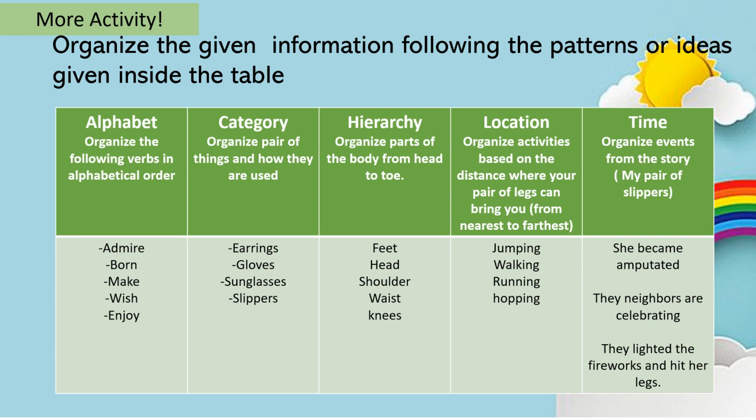Hierarchy. Organize parts of the body from head to toe: feet, head, shoulder, waist, and knees. Location. Organize activities based on the distance your pair of legs can bring you, from nearest to farthest: jumping, walking, running, hopping. Time. Organize events from the story My Pair of Slippers: She became amputated. Their neighbors are celebrating. They lighted the fireworks and hit her legs.